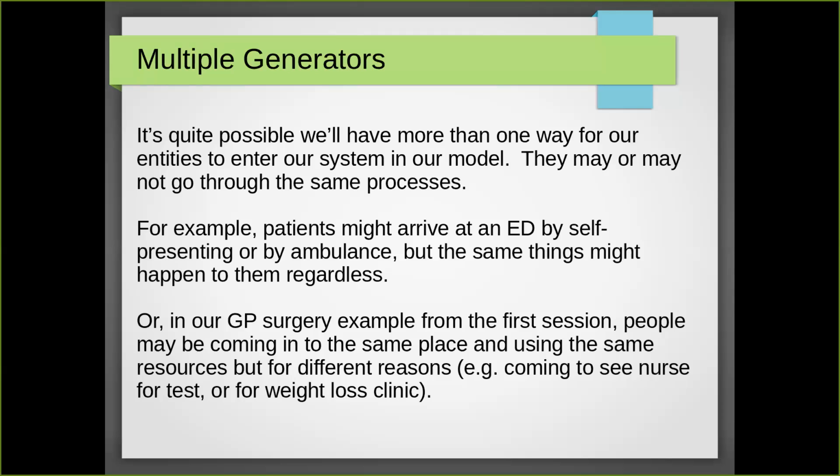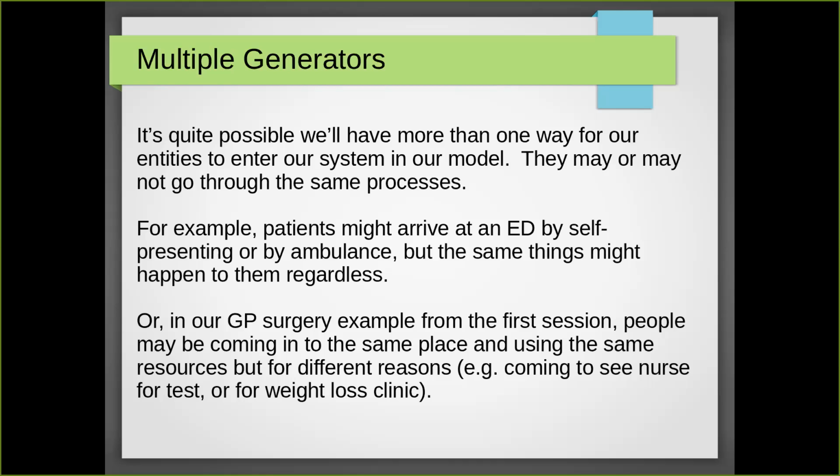So as we said, we may have more than one way for our entities to enter our system in the model. So our patients might arrive at the ED, they might self-present, or they might arrive by ambulance. Now it might be that it doesn't matter for your model, in which case you may want to just capture just a single arrival point, and just your distribution would capture the variability across all ways in which people can arrive.